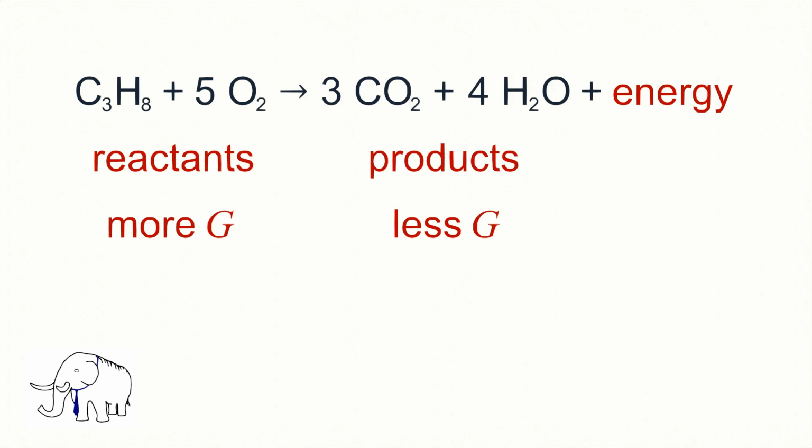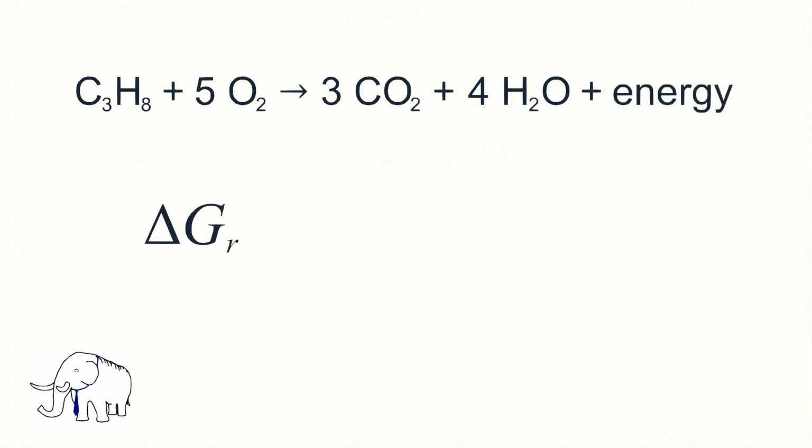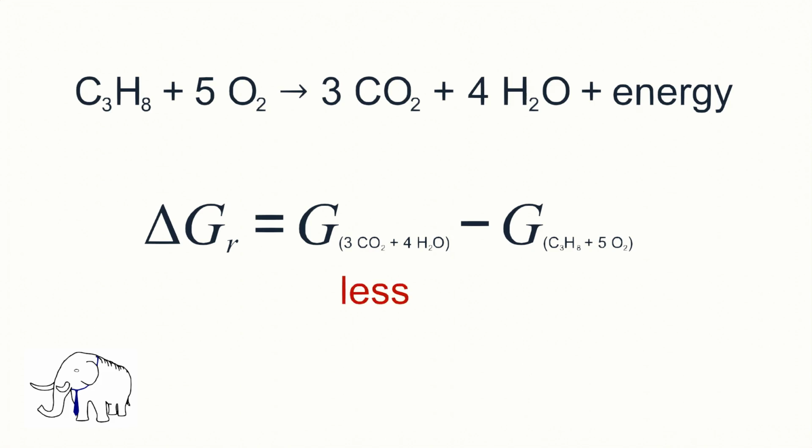When we do the arithmetic to calculate delta G, our rule is that we take the Gibbs energy of the products, where we ended up, and subtract the Gibbs energy of the reactants, which is where we started. Delta G is always products minus reactants. If the Gibbs energy of the carbon dioxide plus water is less than the Gibbs energy of the propane plus oxygen, and we just tried to convince ourselves that it is, then the delta G for the combustion of propane is a negative number.